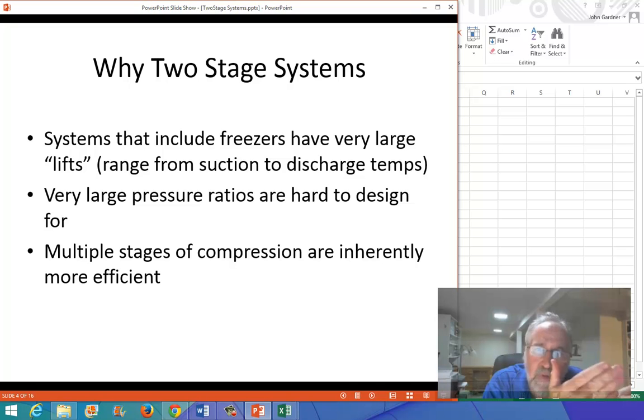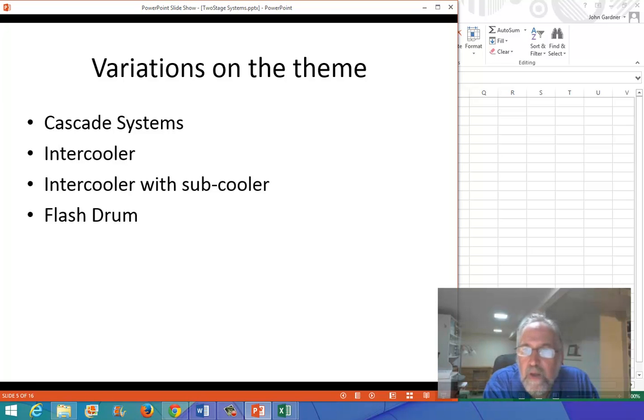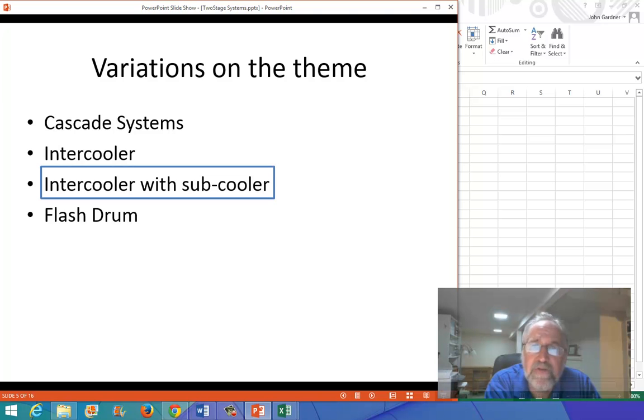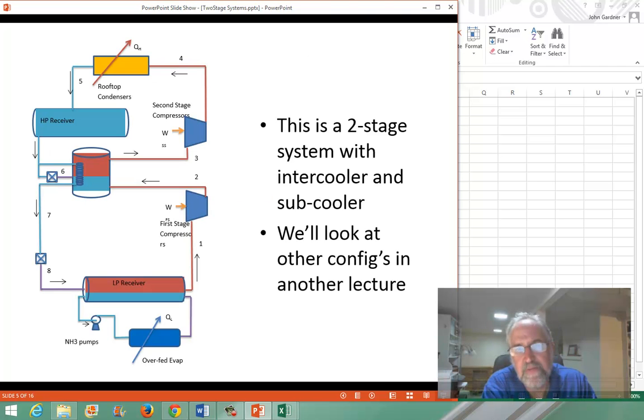And so what we know from our thermodynamics is that multiple stages of compression with intercooling is more efficient thermodynamically. I have found at least four different kinds of two-stage systems used in commercial refrigeration: cascade system, straight intercooler, intercooler with subcooler, and a flash drum. For this discussion, we're going to focus on the intercooler with subcooler. In some cases, you'll see them as two separate components in the machine room. In some cases, they're included together. So in the drawing, I'm going to look at them together, but they may not be the same device.